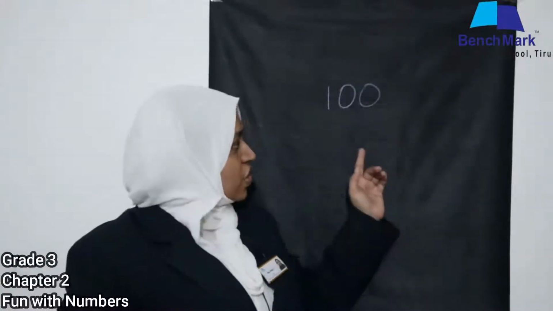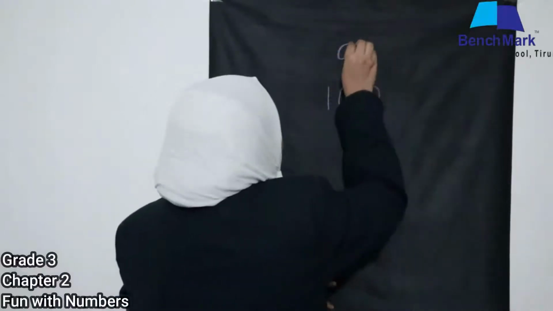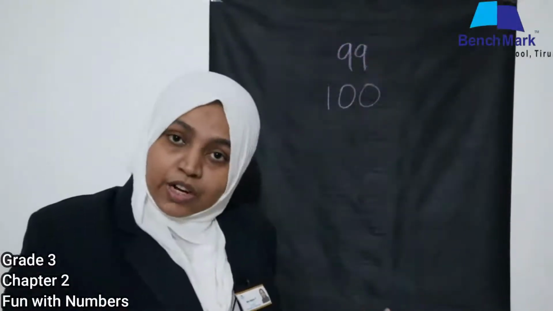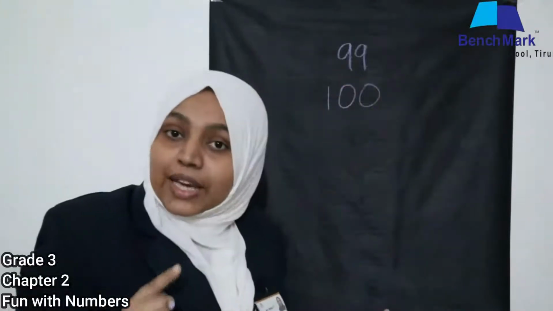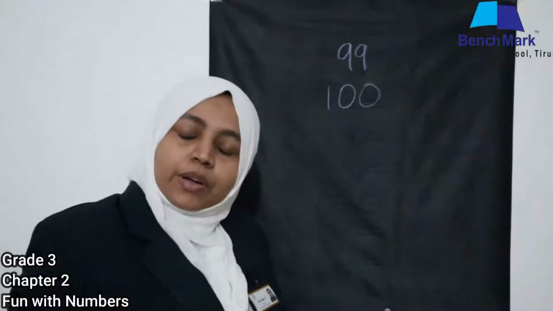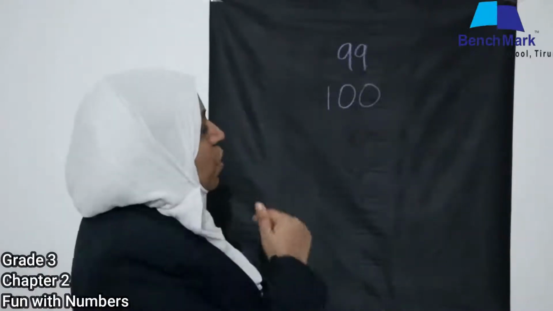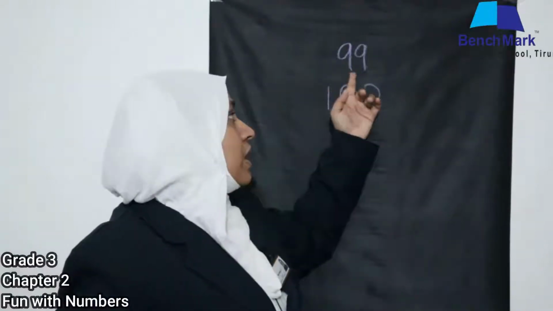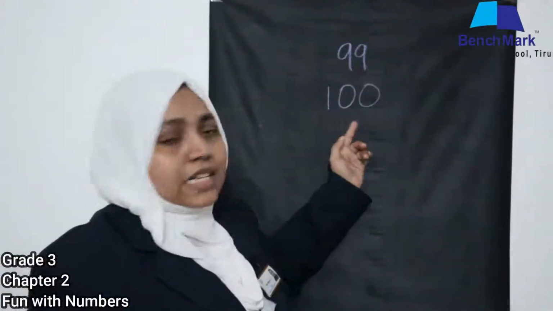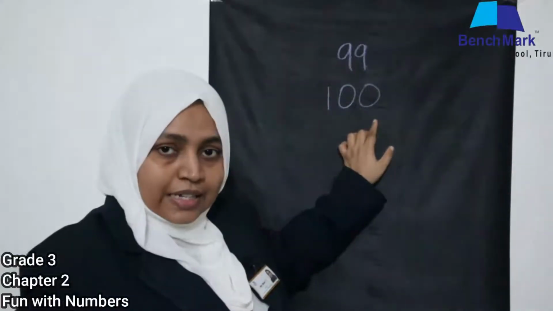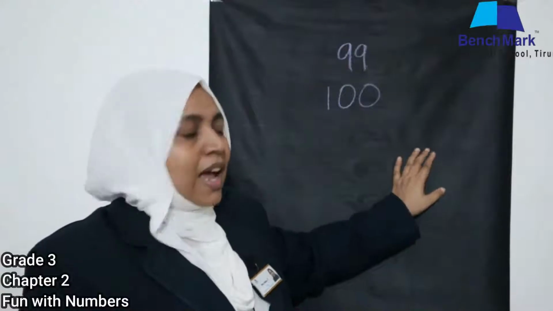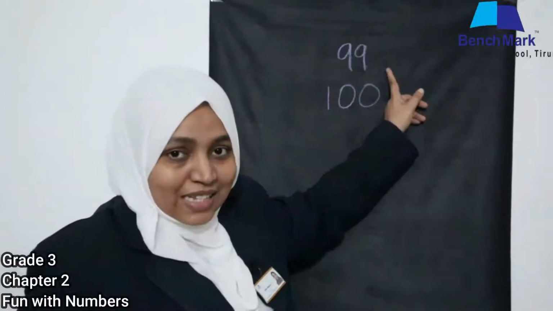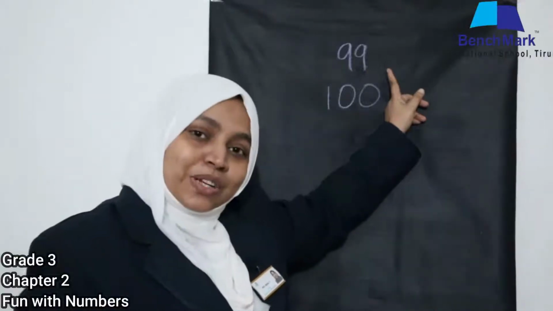This 100 is the smallest 3-digit number, because just before 100, the predecessor of 100, is 99. That is the number just before 100. To get the predecessor, we need to subtract 1 from the given number. If we subtract 1 from 100, we get 99. How many digits are there in 99? We said it before, only 2 digits. And in 100, it is 3 digits. So 100 is the smallest 3-digit number, and 99 is the largest 2-digit number.